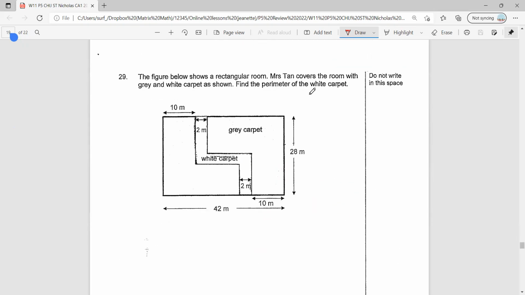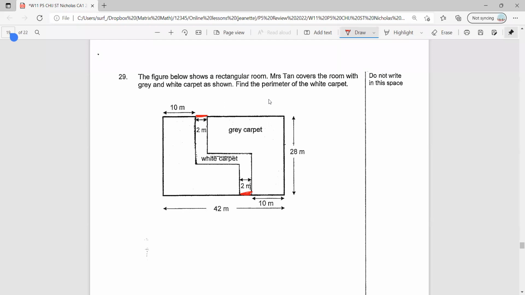Question 29, rectangular room, and then Mrs. Tan covers the room with gray and white carpet as shown. The white one is this in the middle. Find the perimeter of the white carpet. Okay, so this is 2. We know this is 2. This is 2. So that's part of the perimeter, right?